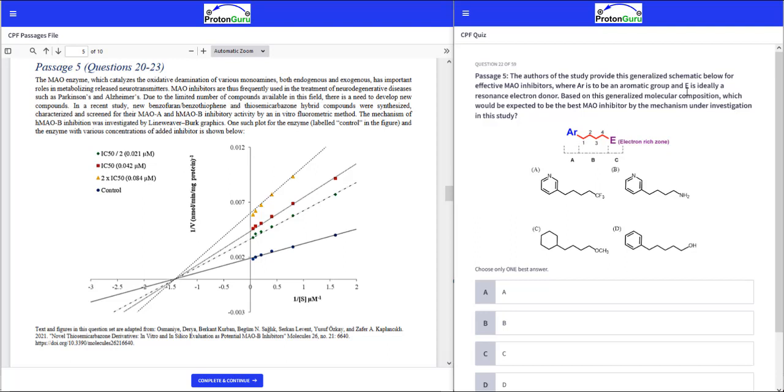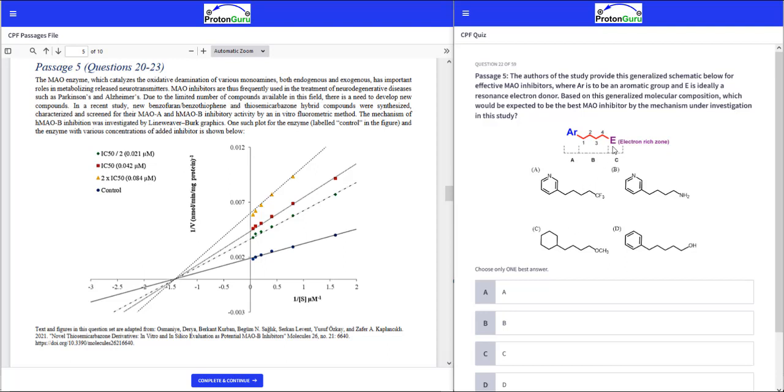and E is ideally a resonance electron donor, so an electron-rich zone. Based on this generalized molecular composition, which would be expected to be the best MAO inhibitor by the mechanism under investigation in this study? So one thing we can do is look for the aromatics. The 6-membered rings with the alternating single-double bonds are aromatic, whether there's a nitrogen or not. But a cyclohexane is not aromatic. That would let us rule out compound C as being the correct answer.